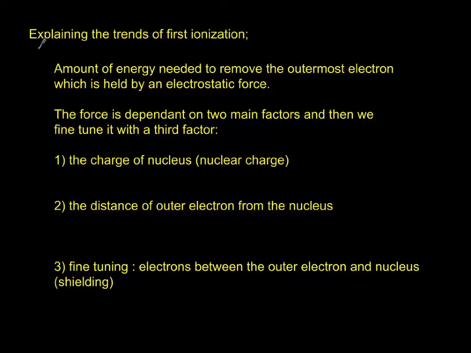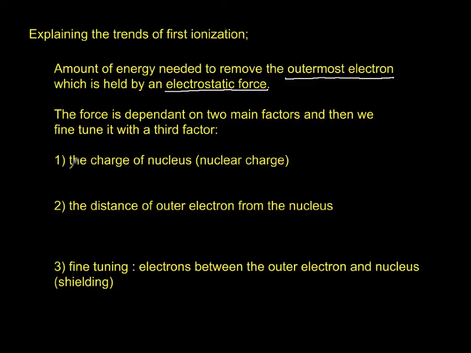We need to be able to explain the trends of first ionization energy. That is the energy that you need to remove the outermost electron, or valence electron, from the atom, which is held by electrostatic attraction of the nucleus. Now this force that you need to overcome depends on two main factors, and there is one factor that we use as fine-tuning and to argue the case.